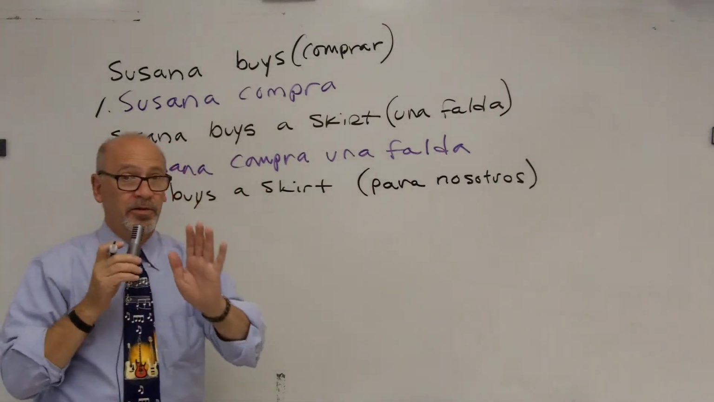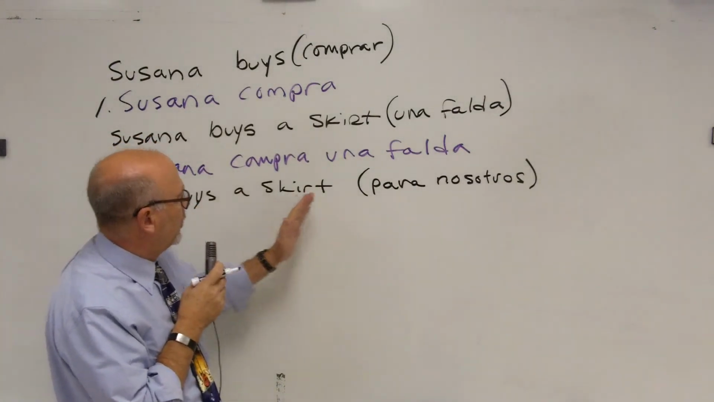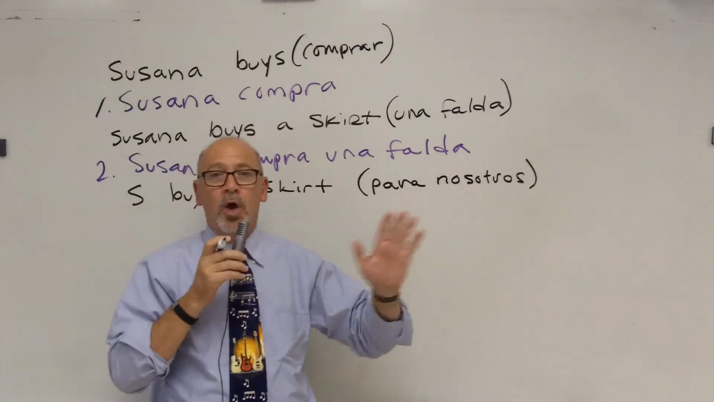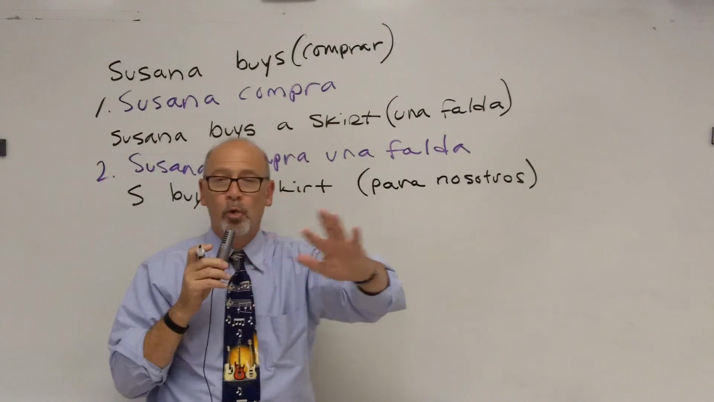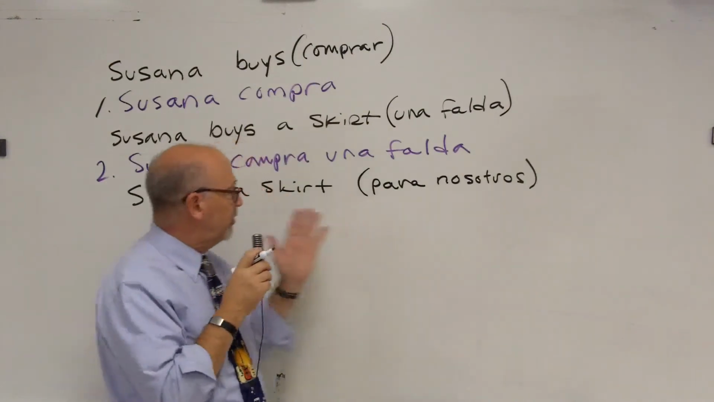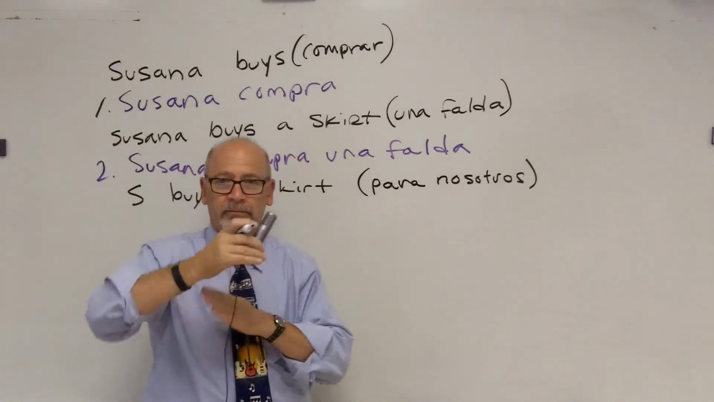Now, here's the deal. Susanna buys a skirt for us. You don't have any bird words so far, so don't worry about changing the word order at all. Just expand the sentence, okay? Put me on pause. Time out.